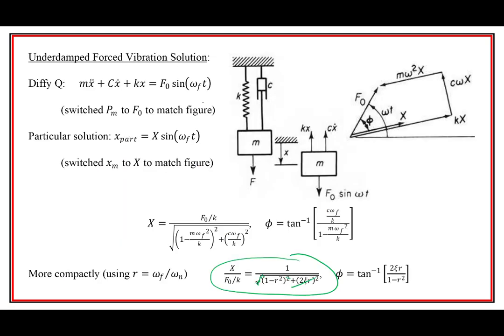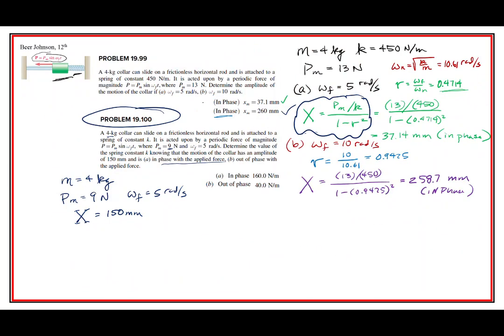Why not? Okay, so not the best time to try to do that because it's really late at night. But we have X is equal to F over M over K times 1 minus omega F squared over omega N squared. Now, we can multiply the top and the bottom by K.